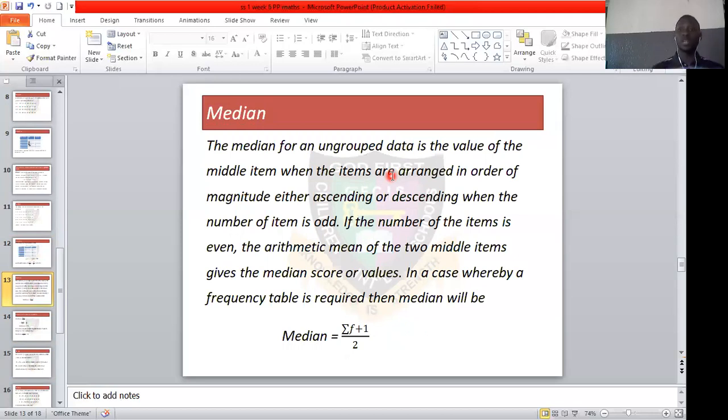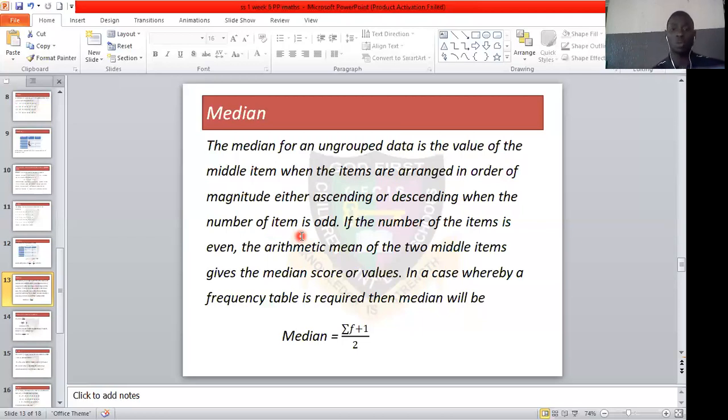What we are talking about is order of magnitude. Before you can find your median, you have to first arrange your information properly, either in an ascending order or in a descending order, preferably ascending. Then you find the number that falls in the middle. When the number of items is odd, let's say like 3, we have 1, 2, 3. These are odd numbers. We have 1, 3, 5 as odd numbers.